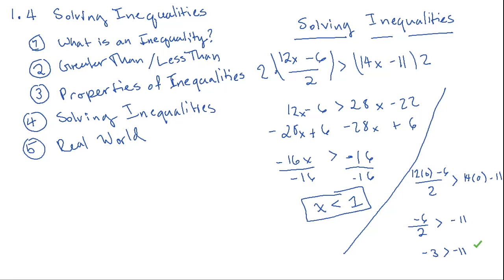Don't be tripped up by negatives, right? Think about everything in terms of a number line, okay? Am I getting further away from 0 in a positive direction, or am I getting further away from 0 in a negative direction? Just refer back to the number line.